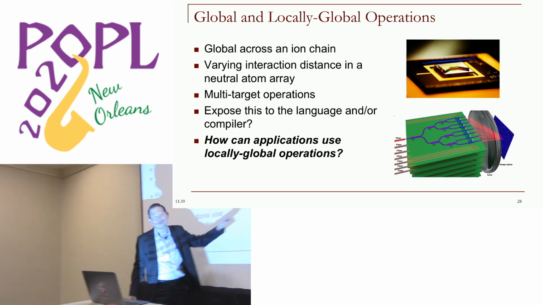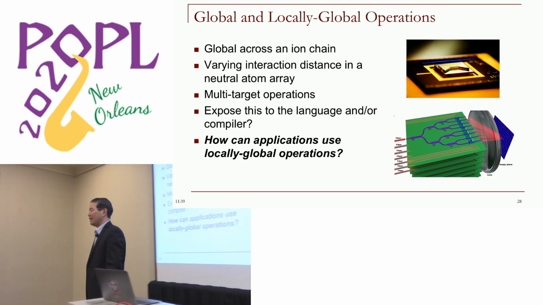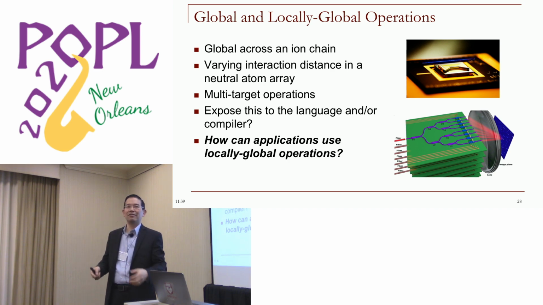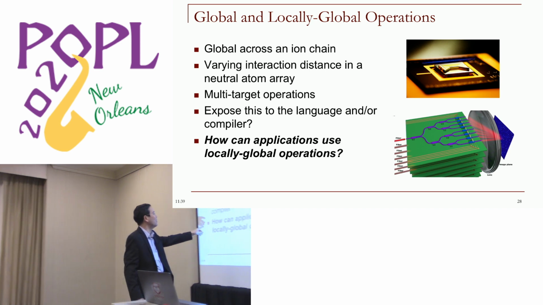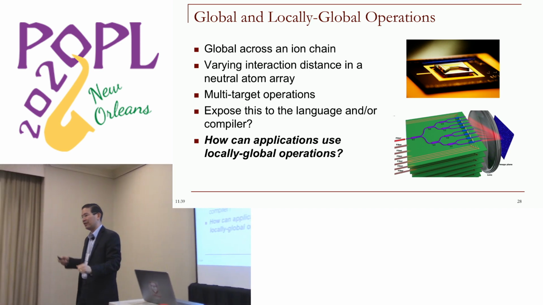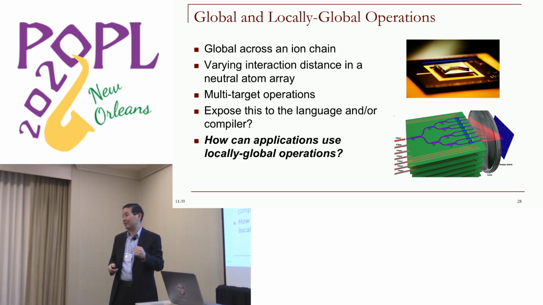This is a neutral atom array, a little bit like trapped ions, but trapped using optical tweezers, possibly in a 2D array. It turns out that neutral atoms have a variable interaction distance. So you can set that so it's like a 2 qubit gate, or you can set it so it's like 10 qubits in a neighborhood get the same thing, right? So that can be very interesting. And so how can applications use this locally global operation, and how can we structure languages and compilers to deal with that?